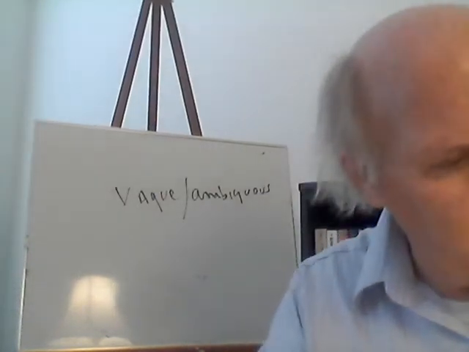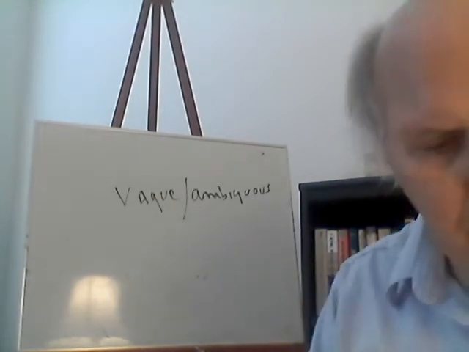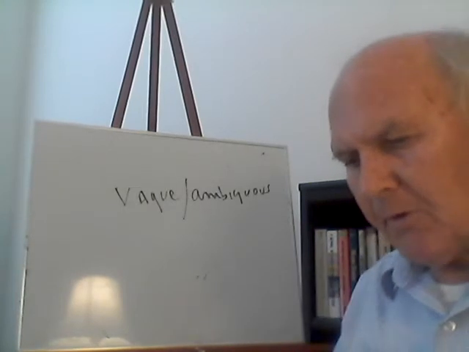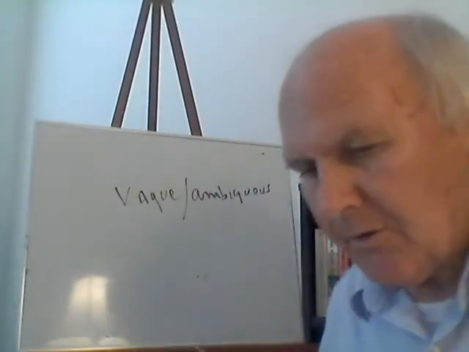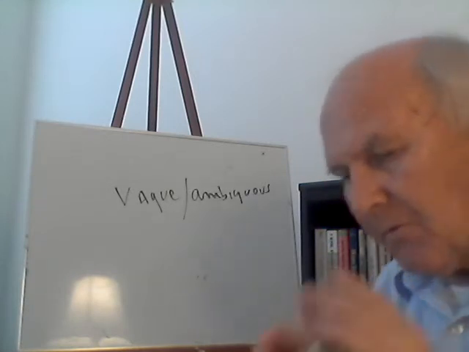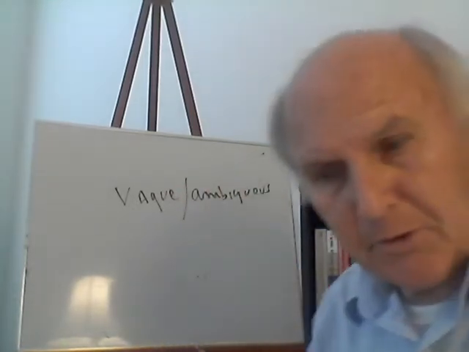Okay, I'm going to continue going over things in chapter 3 that I think it's very important to focus on. Because there's a lot in chapter 3, and after you finish it, you might say, well, what do I really need to know? So I want to focus on what I think you really need to know. I want you to be very clear as to the difference between a vague expression and an ambiguous expression.